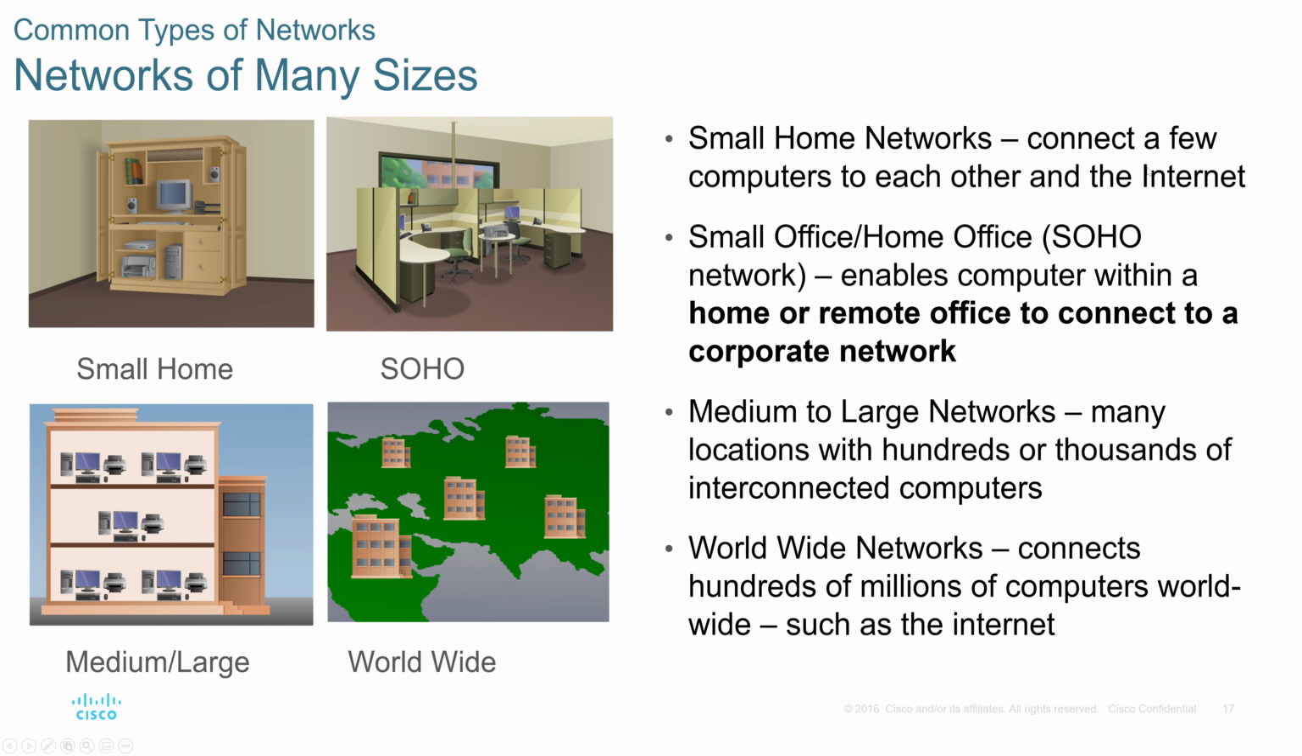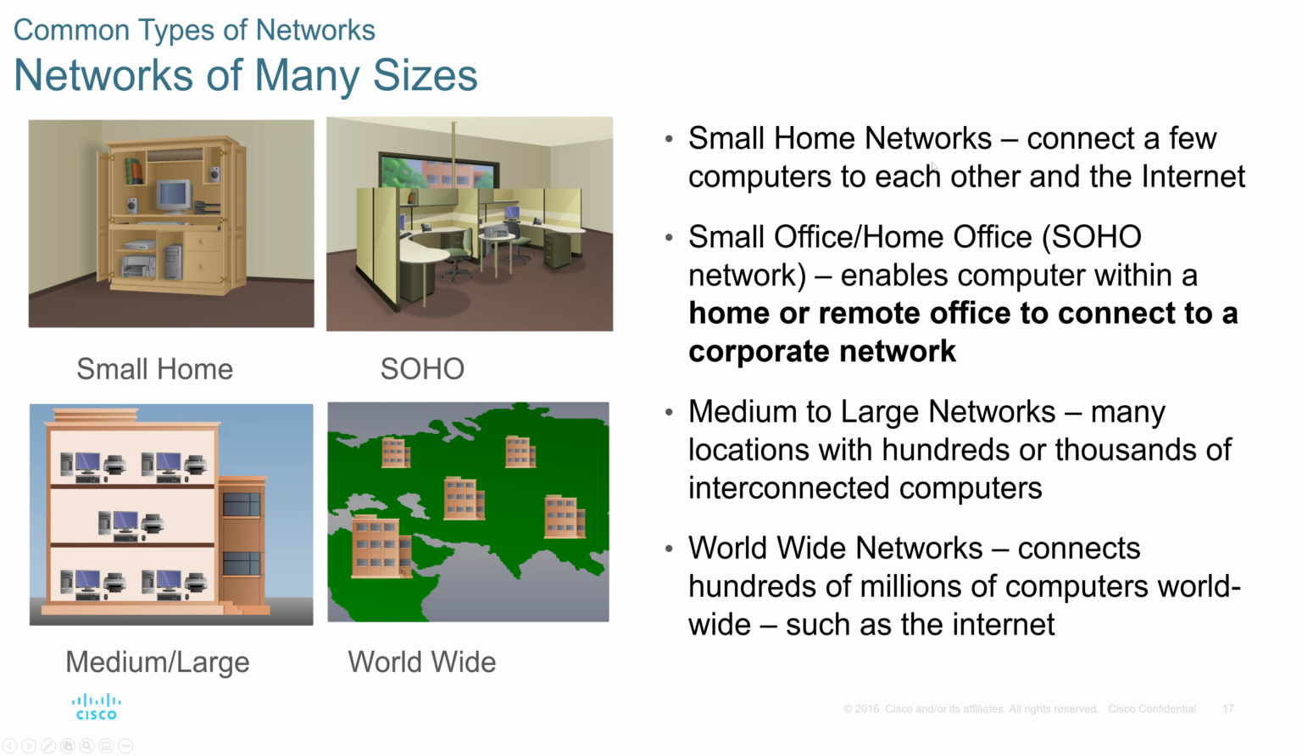Small home networks connect a few computers to each other and the internet, such as your desktop computer, your laptop, your cell phone, through your router and through your modem get connected to the internet. Small office or home office, or SOHO, networks enable computers within a home or remote office to connect to a corporate network. It is very important you understand the distinction.